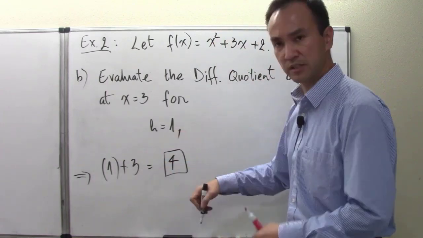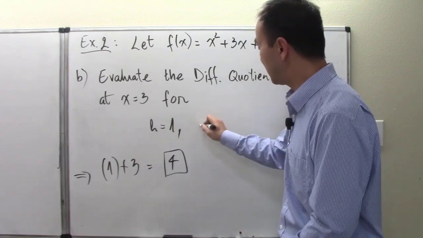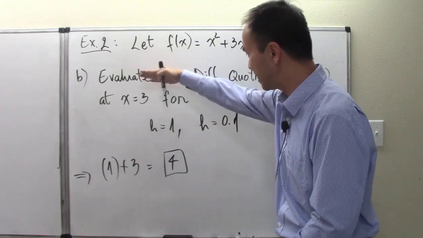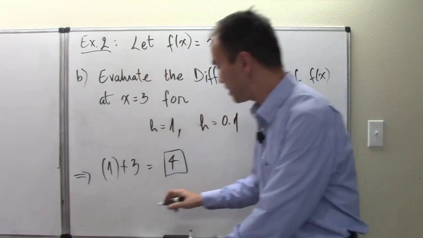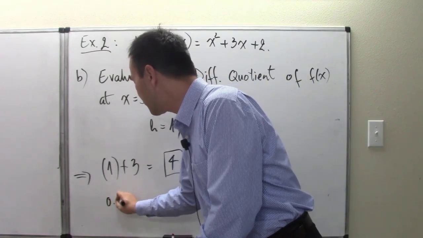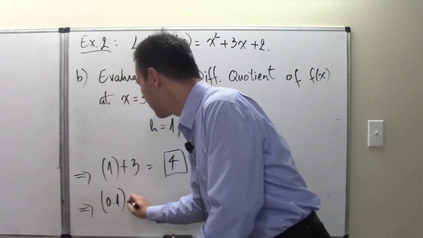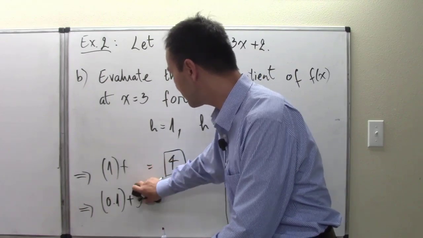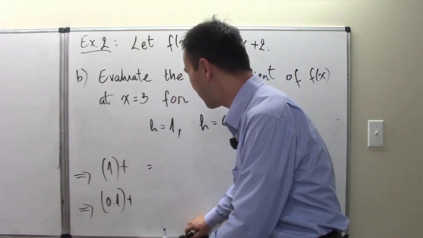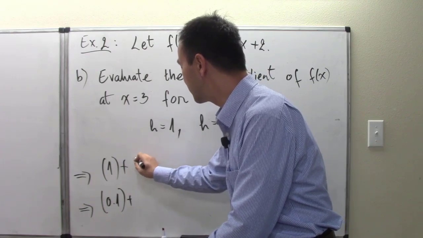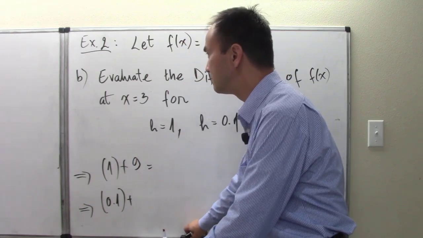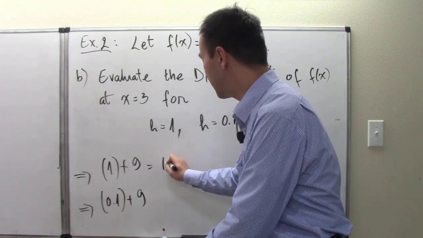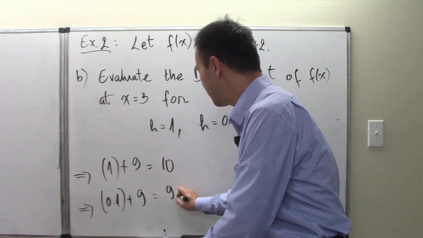And so, since the work can start picking up pace here, how about h equals 0.1? Okay, so the same work here, but for h equals 0.1. So that means we're looking at 0.1 plus 3 plus 9. I apologize for that little error over here, but that was plus 9. So this is 10, and this is a 9.1.